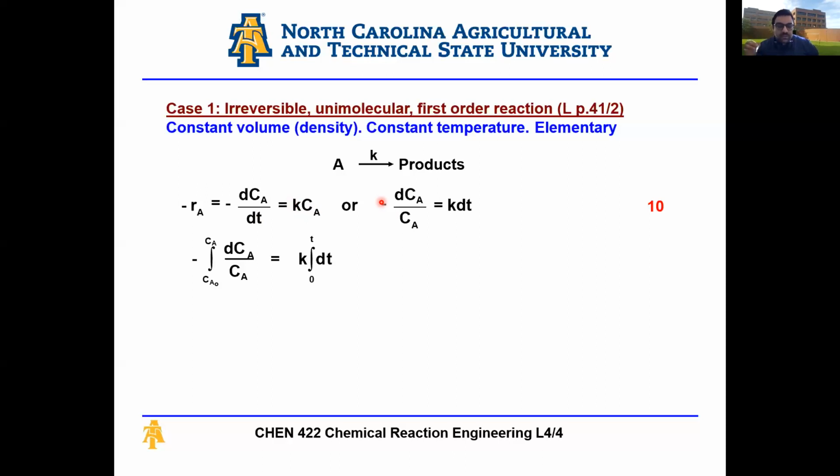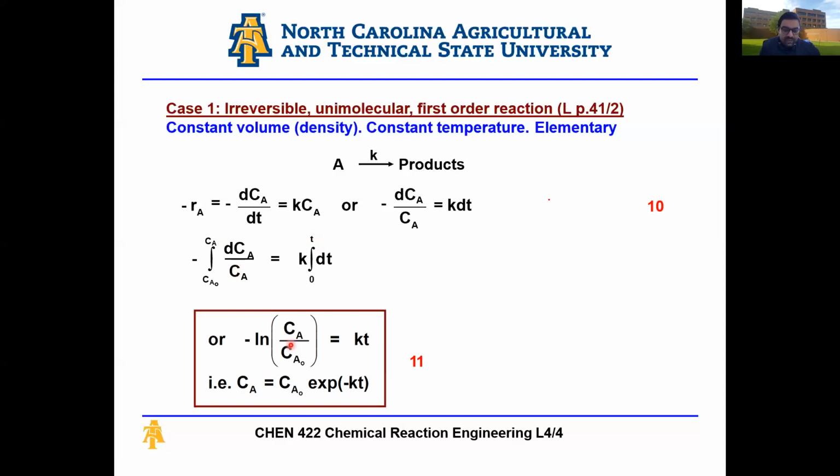So I integrate dCA from CA naught to CA. Again, CA naught is your initial concentration, and CA is your concentration at a time t, is equal to k times the integral of dt from 0 to a time t. Integrate both sides. And if you don't remember, the integral of 1 over CA is ln CA, whatever it is. So I get ln of CA divided by CA naught is equal to minus kt.